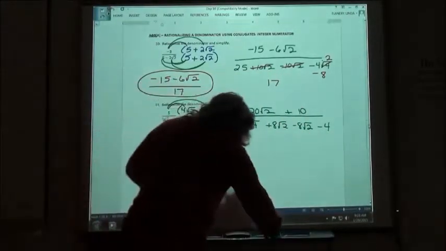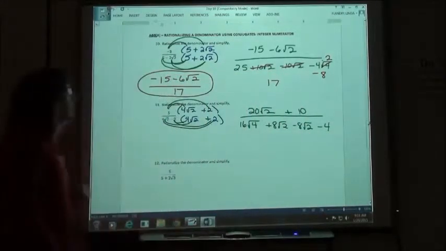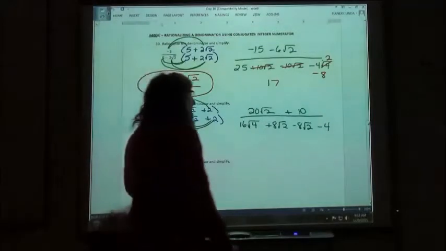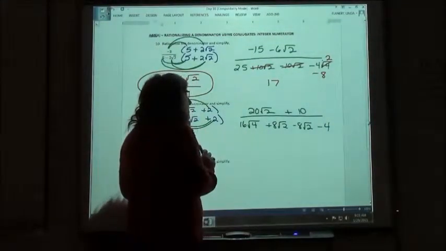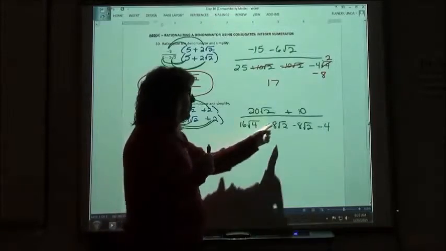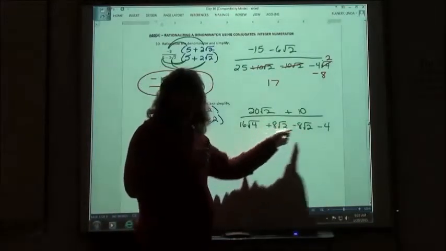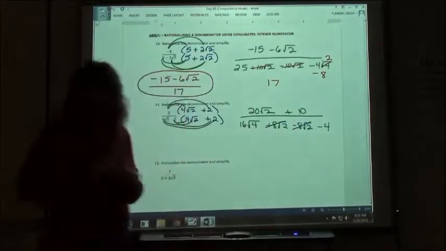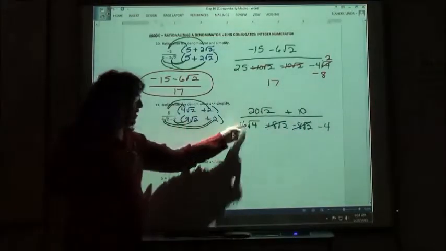So, now that we've got the bottom FOILed out, what's going to happen with that? We are going to take this 16 square root of... oh, you've got just the number, negative 4. First of all, we can cancel those two, right? Oh yeah, we can. We better be able to, because that was the whole point of using the conjugate. Okay. Then we can simplify this one.